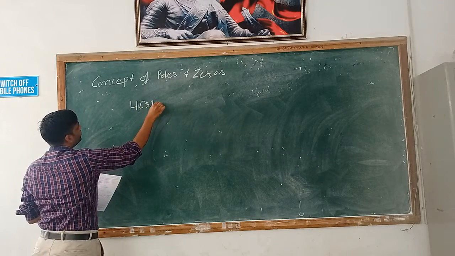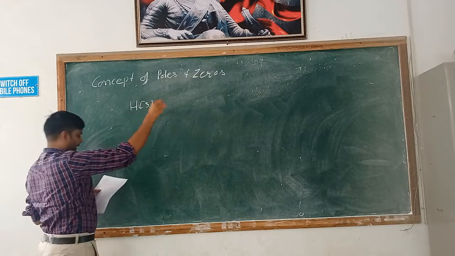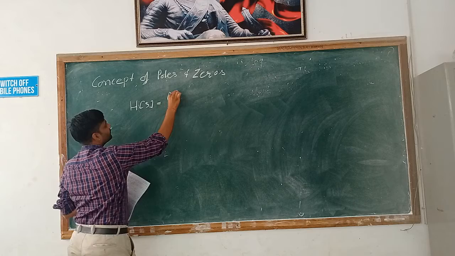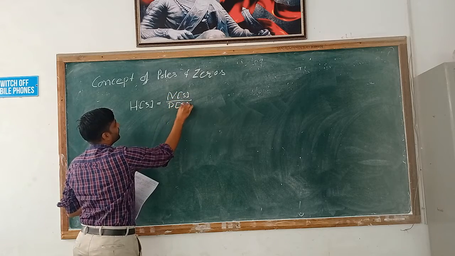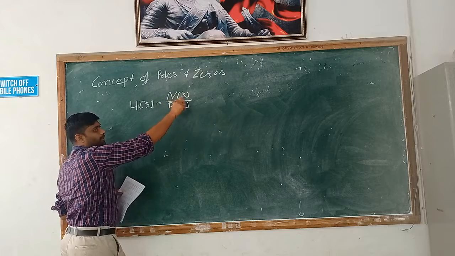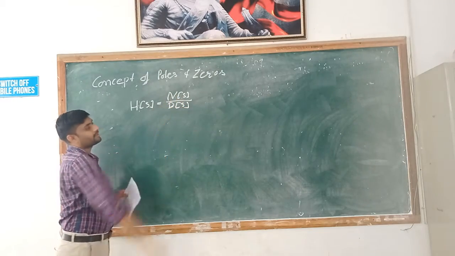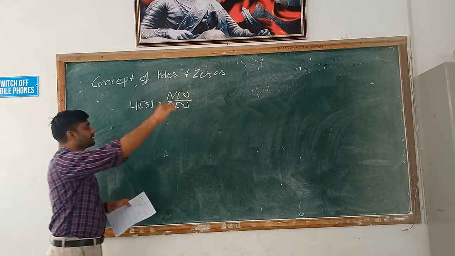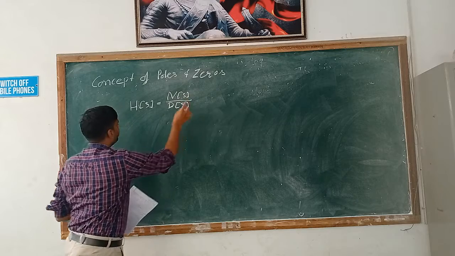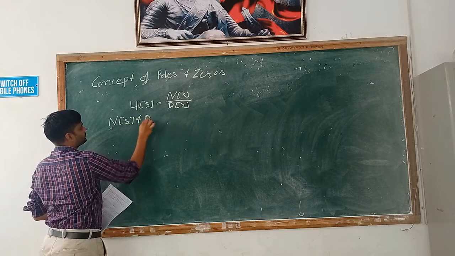H(s) is a polynomial expression in s. H(s) is equal to N(s) upon D(s). Here N(s) is the numerator polynomial, an expression in s, and D(s) is the denominator polynomial. N(s) and D(s) are both polynomials.